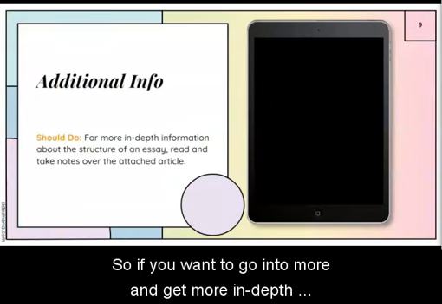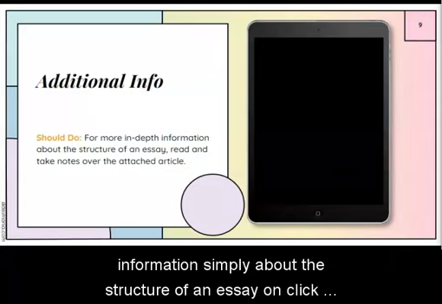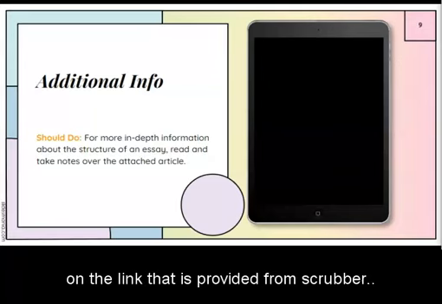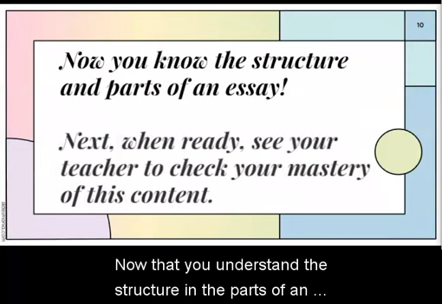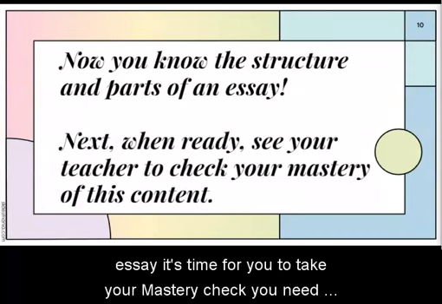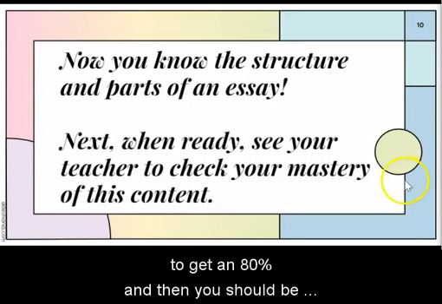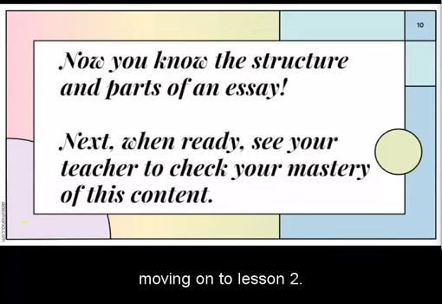So, if you want to get more in-depth information simply about the structure of an essay, click on the link that is provided from Scribbr.com. But now that you understand the structure and the parts of an essay, it's time for you to take your mastery check. You need to get an 80%, and then you should be moving on to lesson 2.